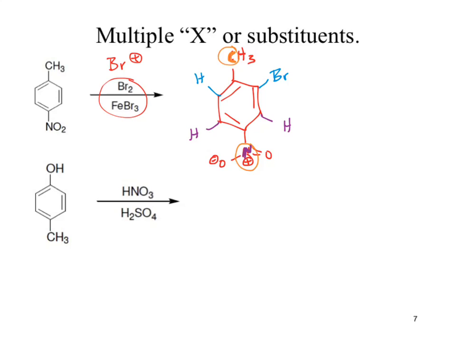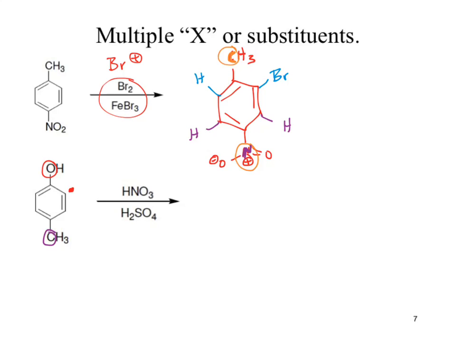What's atom X? Oxygen and carbon. Where does the oxygen direct? Para and ortho. Can we substitute at the para position? Nope, because there's no hydrogen attached to the para position. So it's got to go ortho. So we would expect our substitution to go at one of the ortho positions. Because they're both identical, I'm just going to mark one of them.